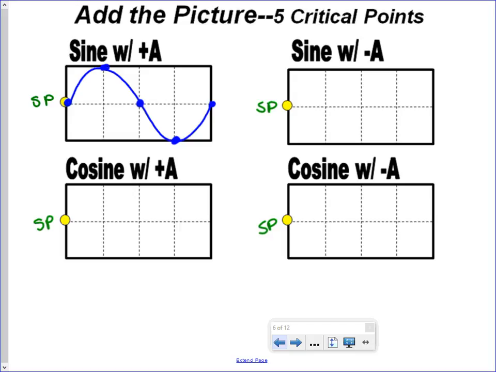Okay. If you have sine with a negative a, that is going to be reflected. So you're going to start at that midline, 0, 0. So the starting point for the sine frame is actually a point on the graph. But this time you're going to go low, midline, high, midline. And get that nice smooth curve.